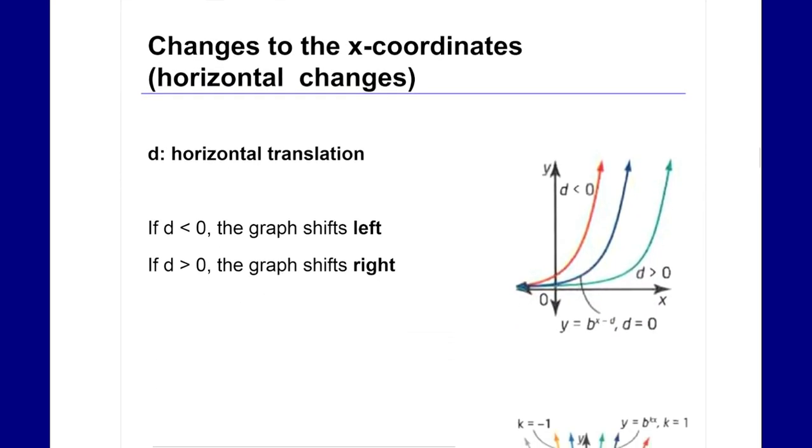For the horizontal changes, or the changes to the x value, the x coordinates, d represents our horizontal translation. If it is negative, then it shifts left. If it's positive, it shifts right. Now, however, we do want to make the note that it appears as the opposite in our function.